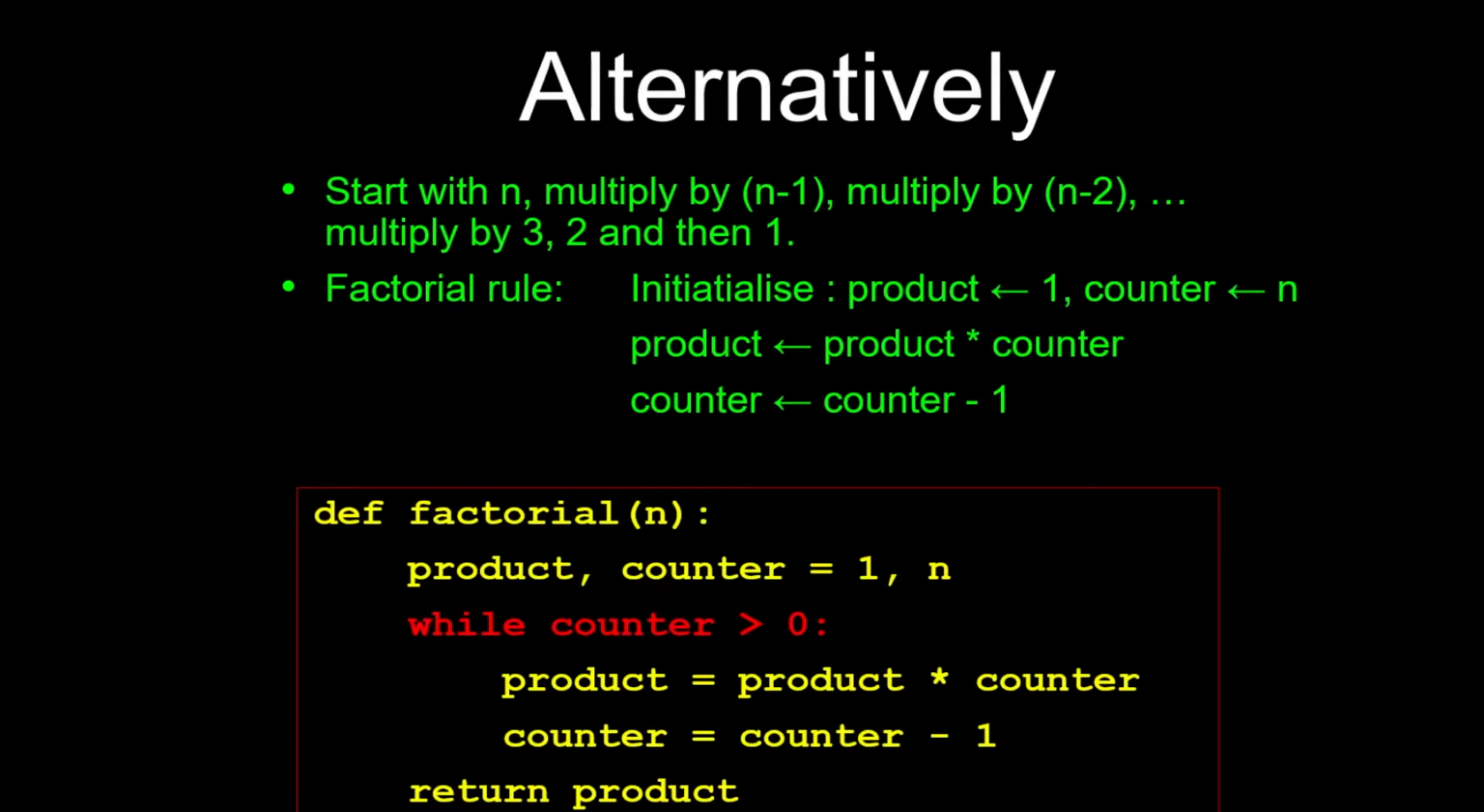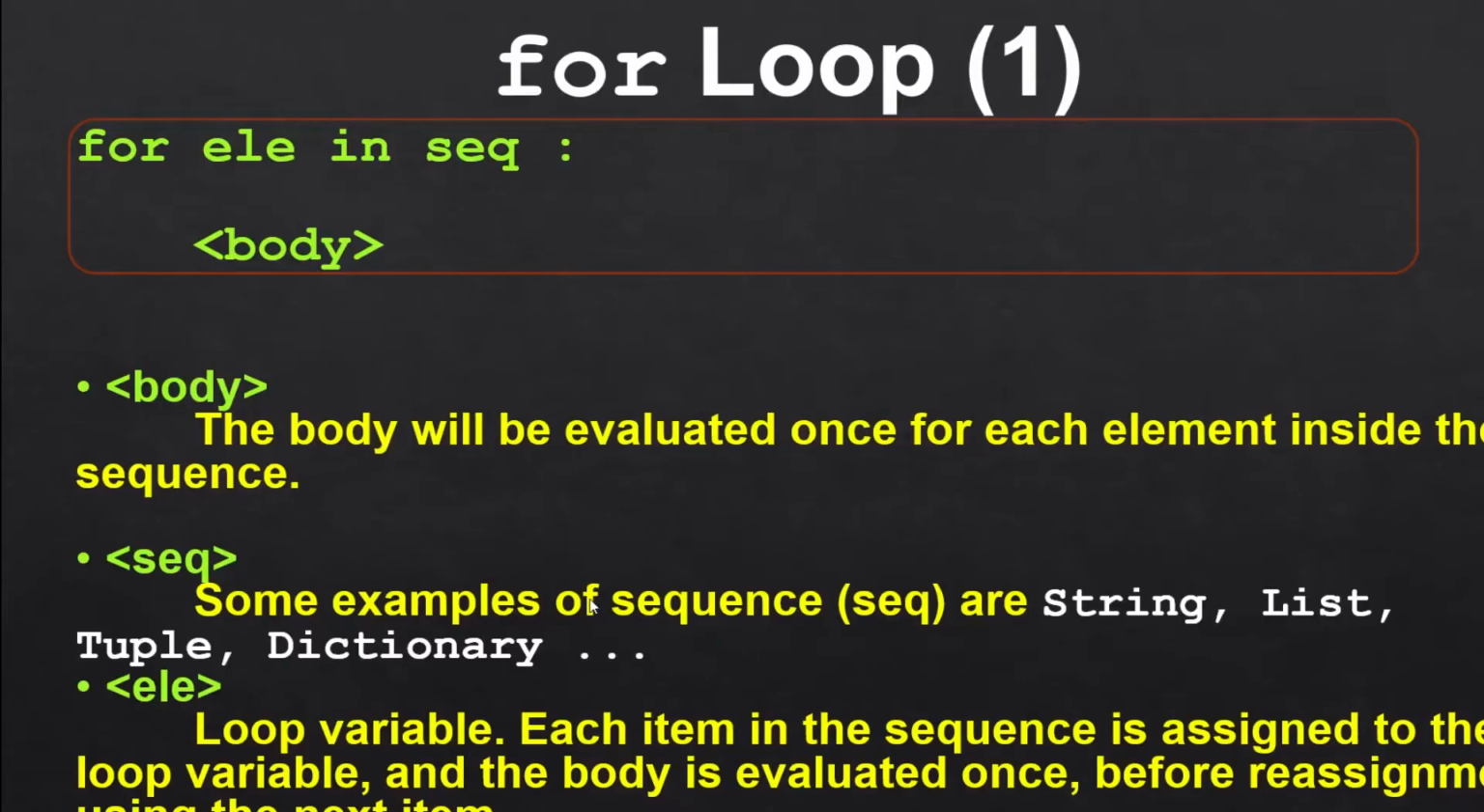But in the case of a for loop, this another loop here is a bit different. We have this structure here: for LE in sequence, then the body of the code. The body, same thing, is the code that will be evaluated once for each element inside the sequence. Then what exactly is a sequence? A sequence could be, for example, a string, or list, or tuple, or dictionary. All these things are also known as iterables.